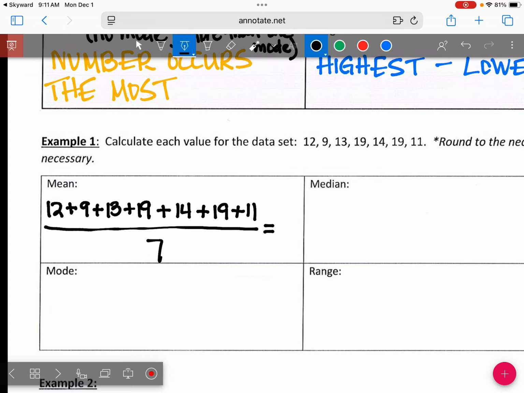Does anyone need a calculator? So add up all the numbers, hit the enter key, and then divide it by 7.